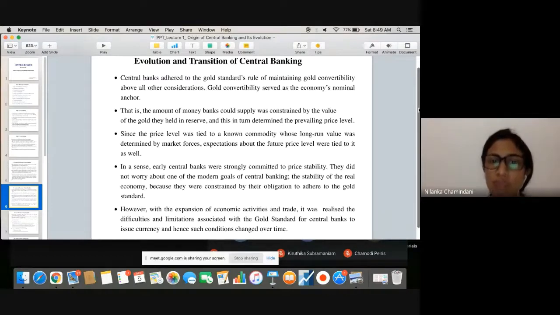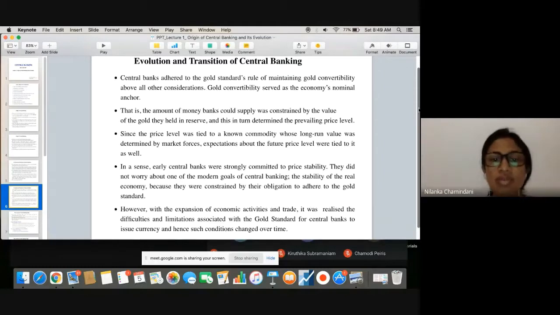So the amount of money banks could supply was constrained by the value of gold there. Now we are going to have a link with the gold standard. As I described, when there are gold reserves, the central bank has a nominal anchor, the gold value. So automatically it has control over the supply of money, right? Because of that nominal anchor to the gold standard, it again determines the prevailing price levels.